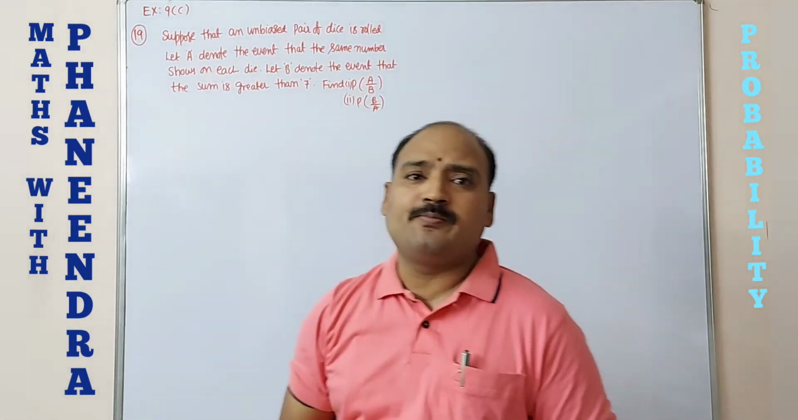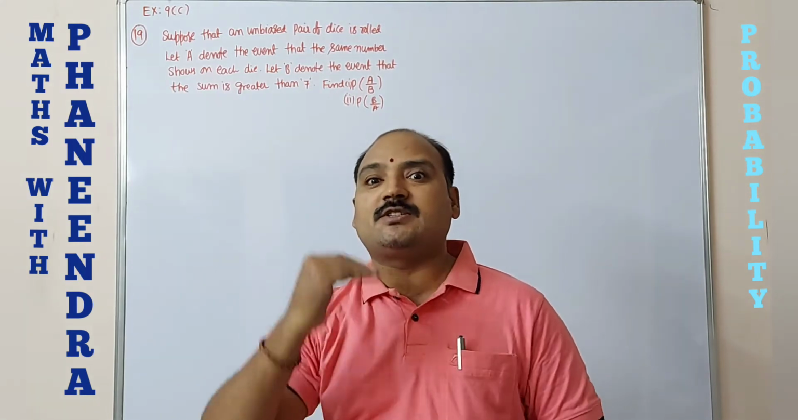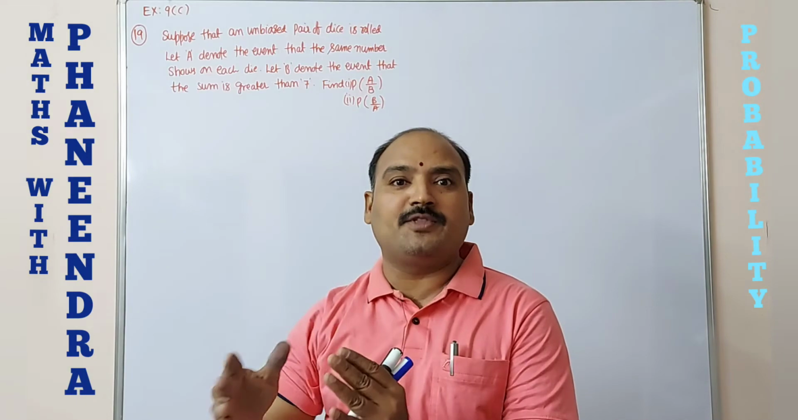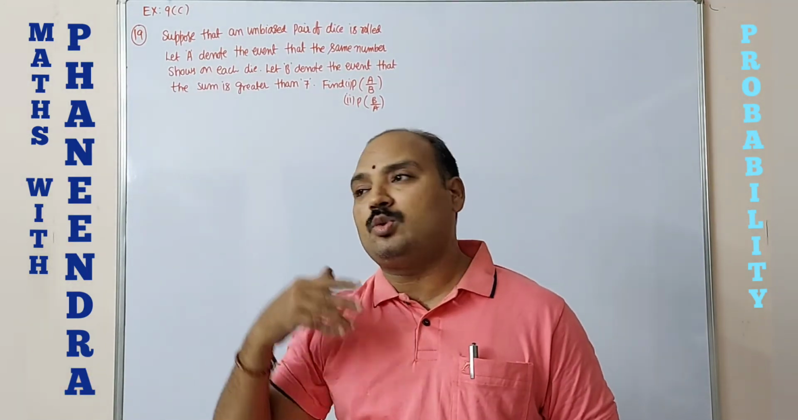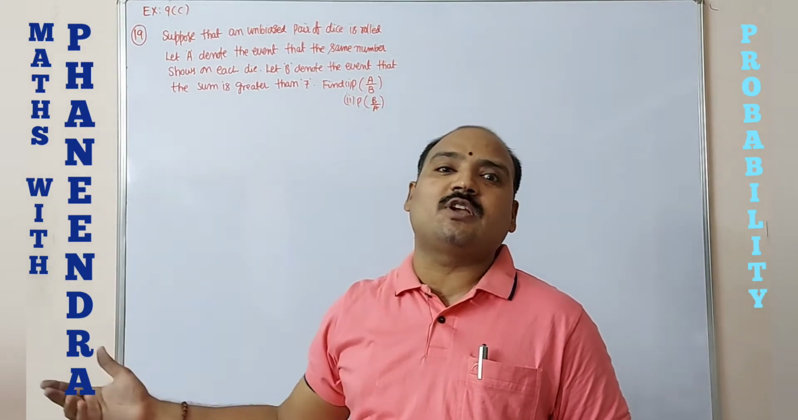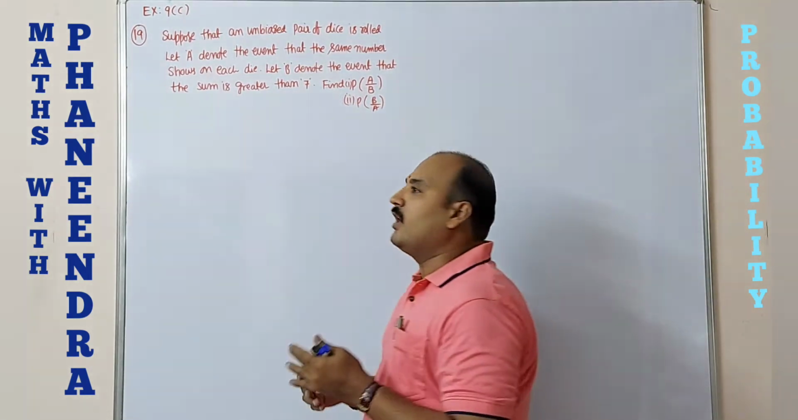We already discussed in the last sessions. A pair of dice rolled means S is equal to sample space, 6 square, 36. 1 comma 1, 1 comma 2, 1 comma 3 and so on 1 comma 6. Like this 2 comma 1, 2 comma 2, 2 comma 6. 6 comma 1, 6 comma 2, 6 comma 3 and so on 6 comma 6. These 36 possibilities are there in N of S.